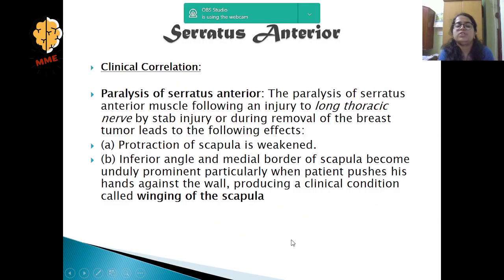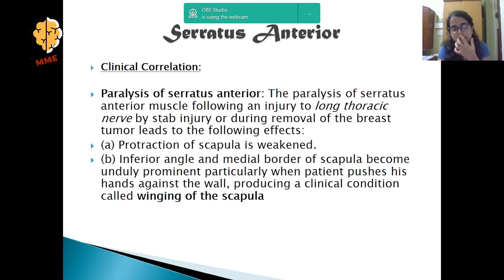Now, clinical correlation, very important. In case of an injury to the long thoracic nerve or the nerve of Bell, by stab injury or during removal of a breast tumor, there may be paralysis of the serratus anterior muscle. In paralysis of the serratus anterior, its very important function, protraction, will be affected. Protraction of the scapula is weakened. Next, the inferior angle and the medial border of the scapula become unduly prominent when the patient pushes his hand against the wall, producing a clinical condition called the winging of the scapula.